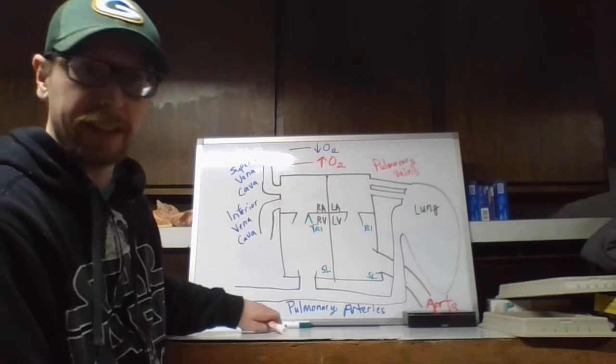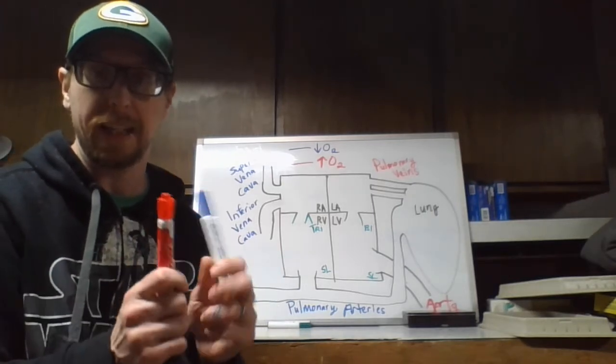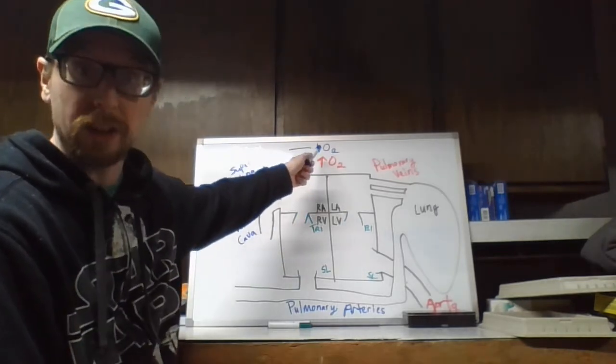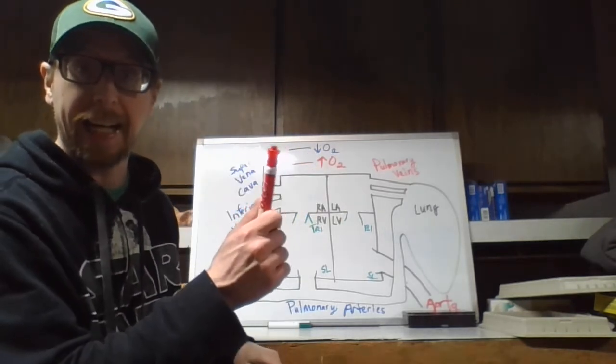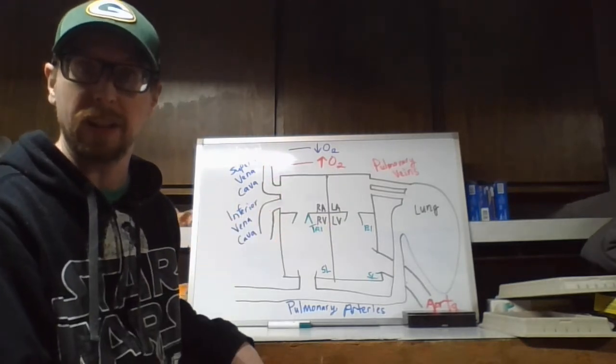Now I'm going to be using two different colors. When you draw this out, you want to have a red and a blue. The blue represents low oxygenated blood. The red represents high oxygenated blood. So after it receives oxygen, it shows it on its way back to the heart.